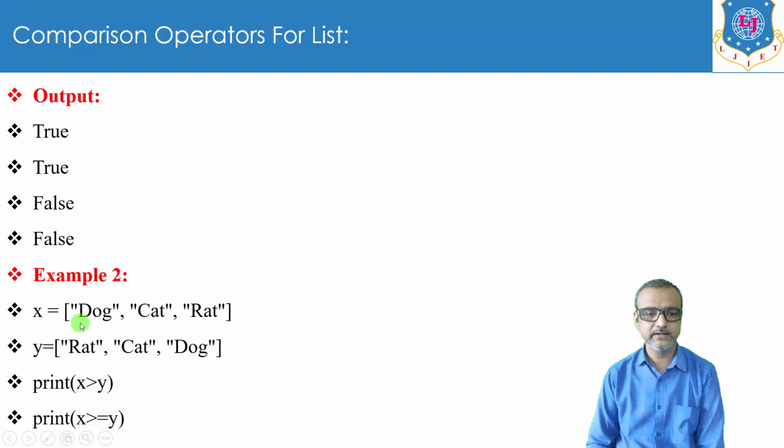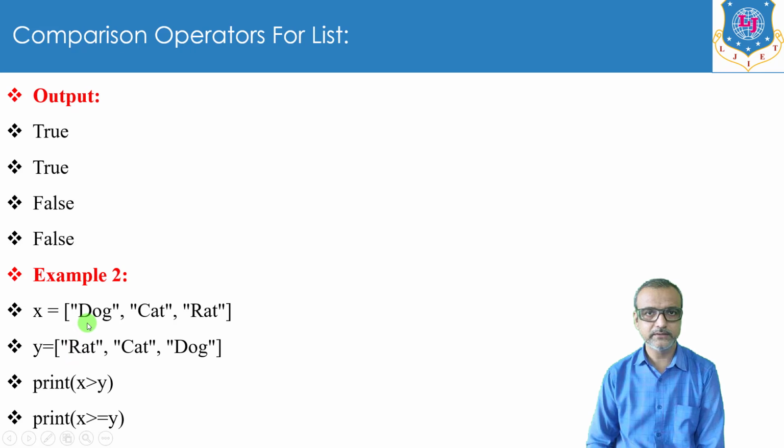Now we will see example 2. In the variable list X, we have 3 elements, dog, cat and rat. In the list Y, we have 3 elements, rat, cat and dog. Print X greater than Y will compare the first element of the list X with the first element of list Y. It will compare with the first letter only. So it will check whether D is greater than R or not.